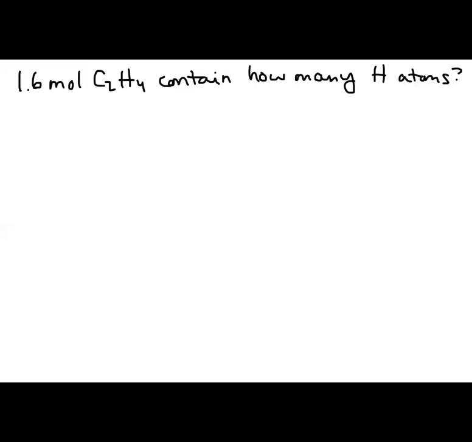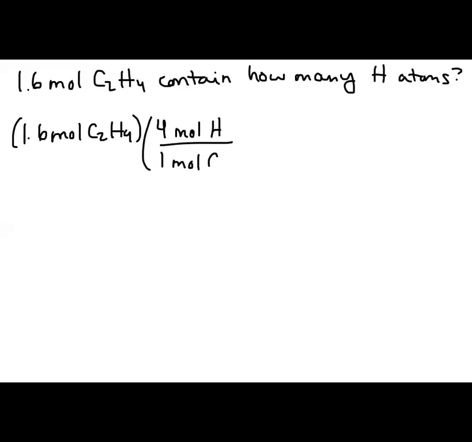How are we going to start this problem? Okay, we start with 1.6 moles of C2H4. And what is my molar ratio of H to C2H4? 4 moles of H over 1 mole of C2H4. So since we're just talking about H and we know this is an element, we're going to go to atoms. You can just write 4 moles of H.